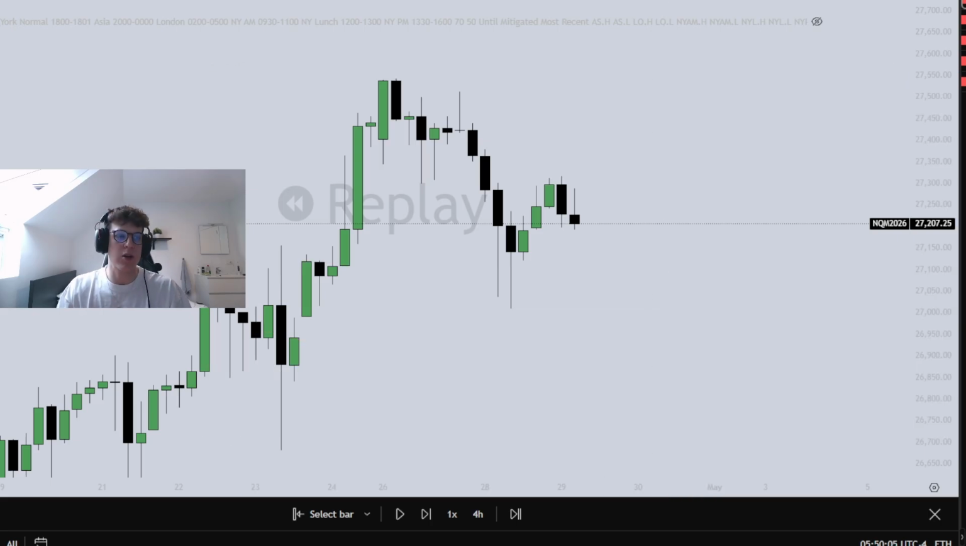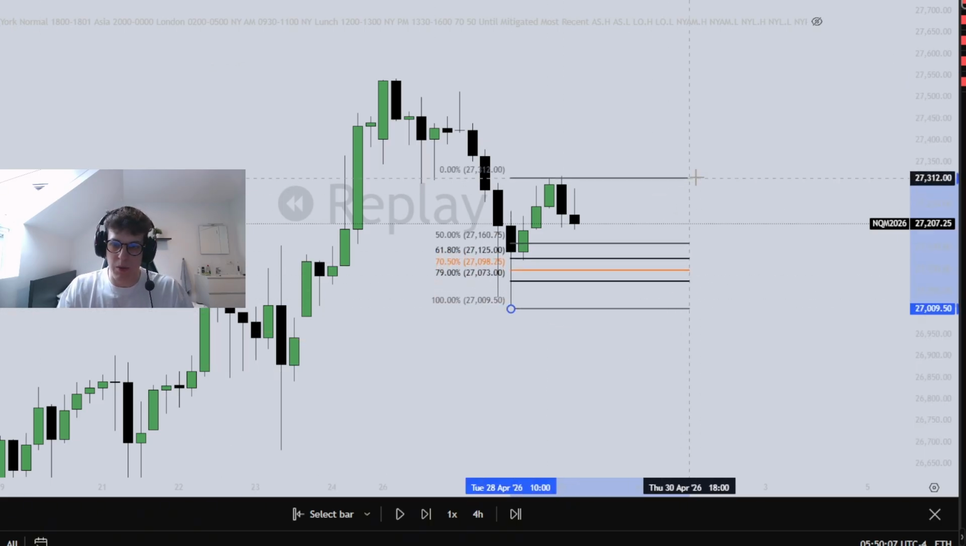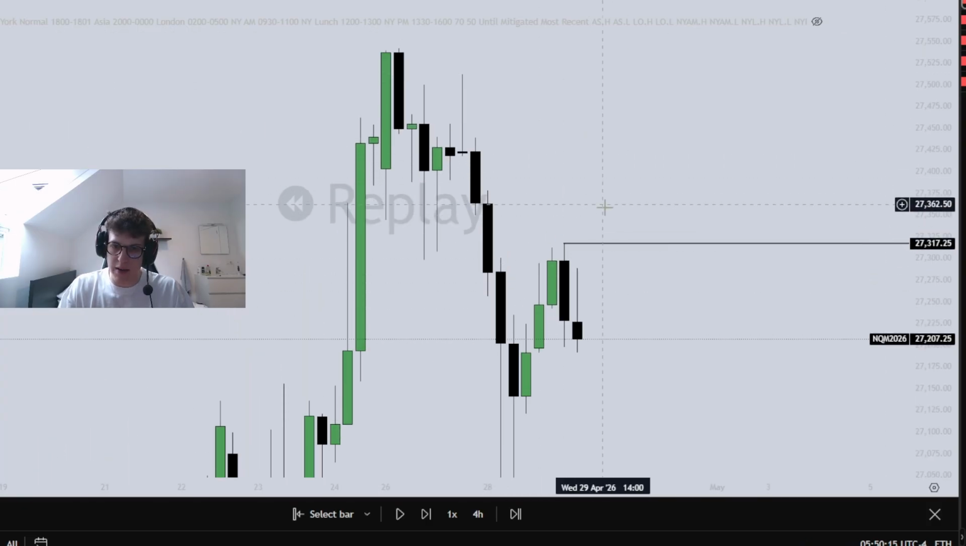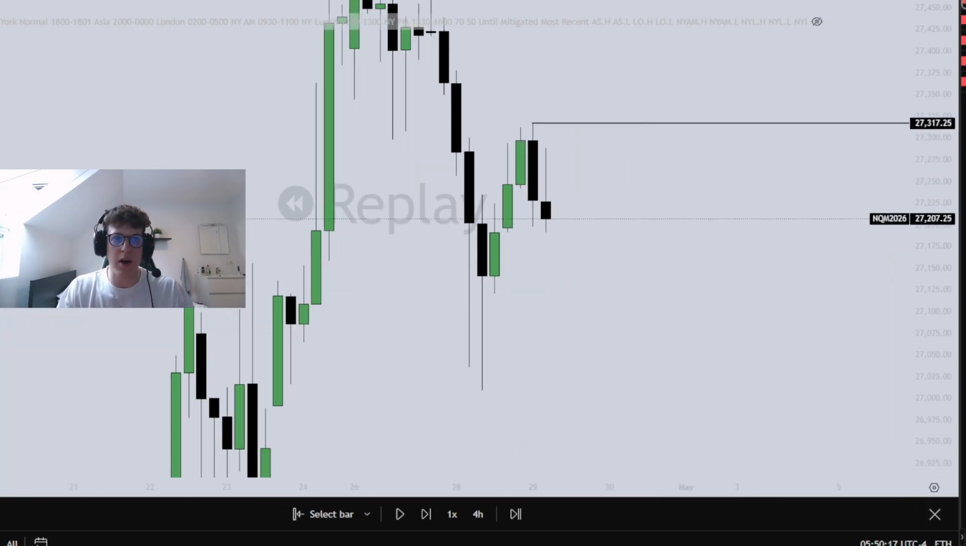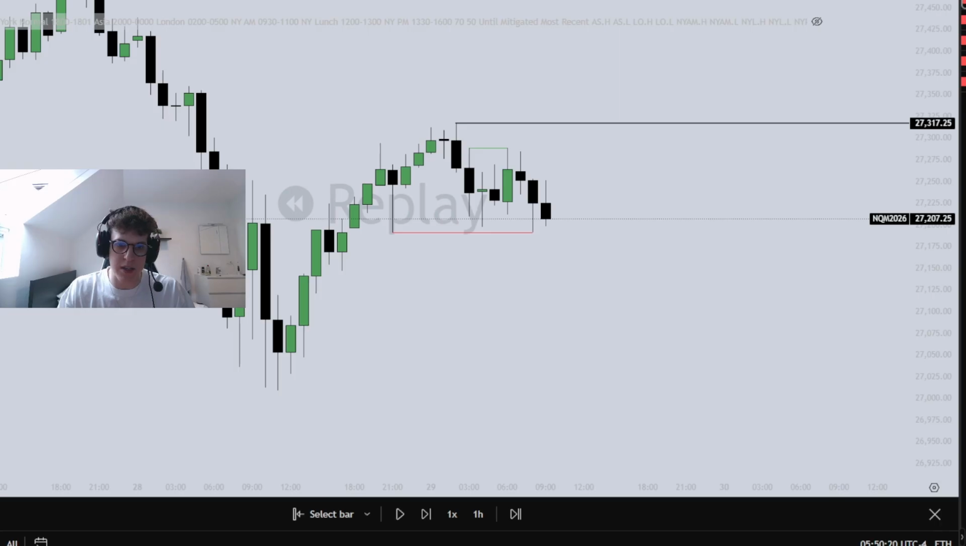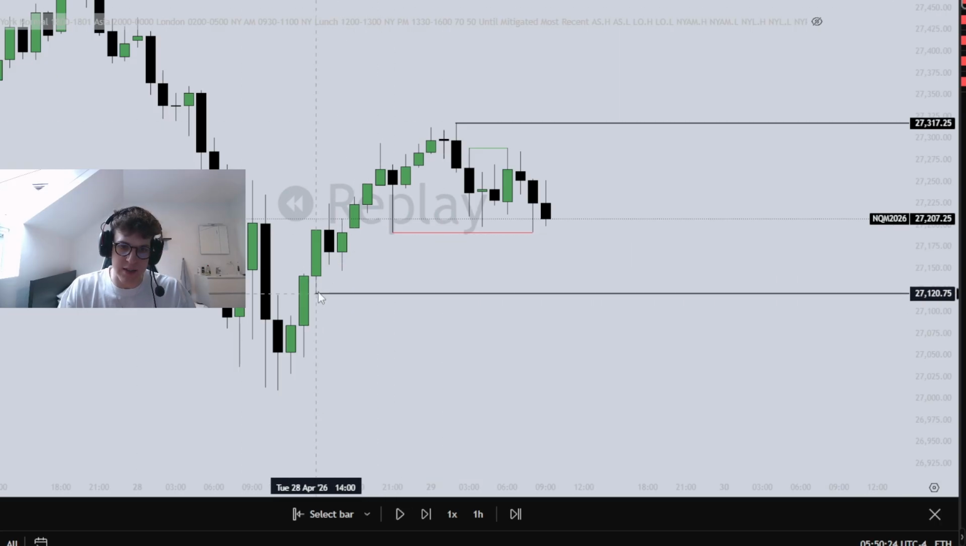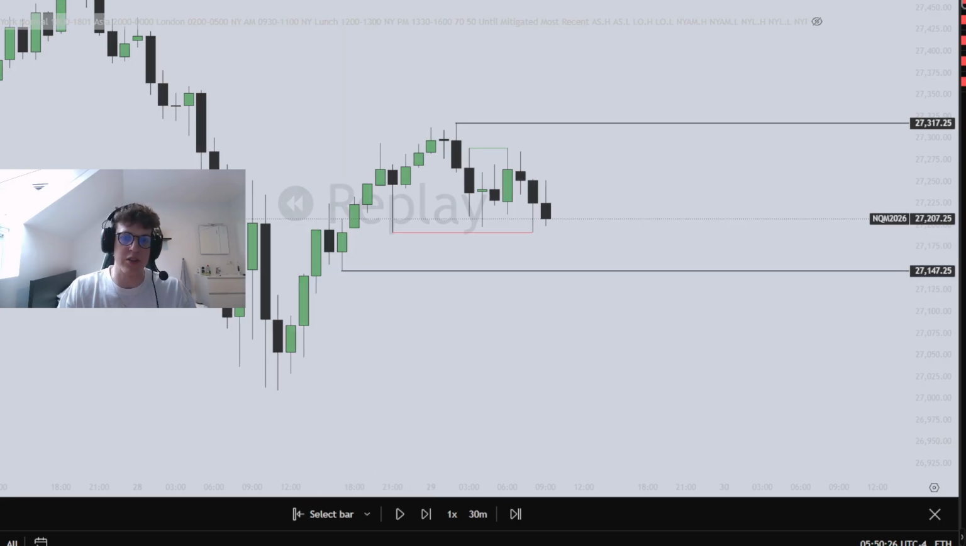So it was quite hard to see what we wanted to do. So I was just gonna play with my ranges. Either I wanted to see a resweep into this for a manipulation for a play down, or just something general, a sweep of an important low like this one or this one, and then look for longs.